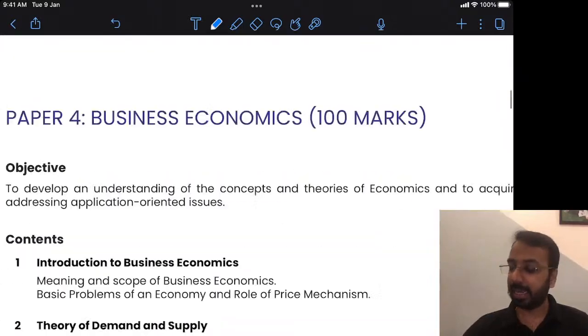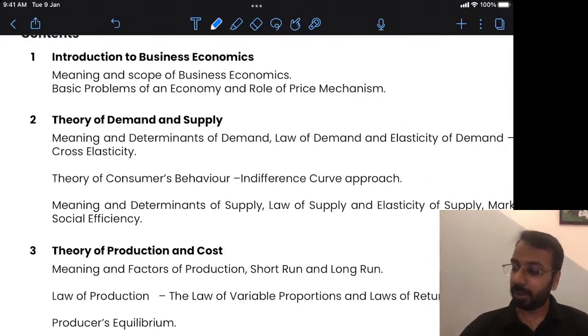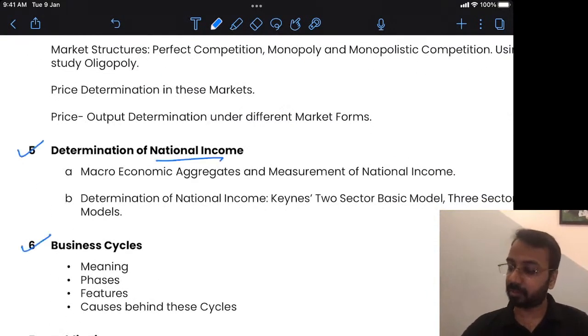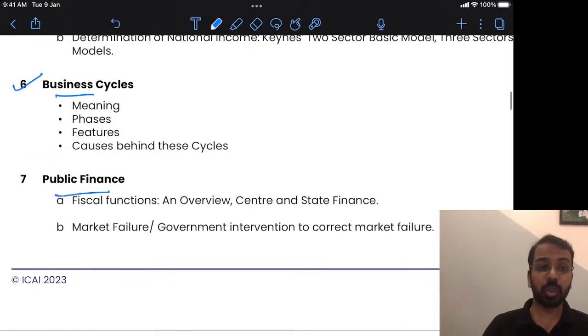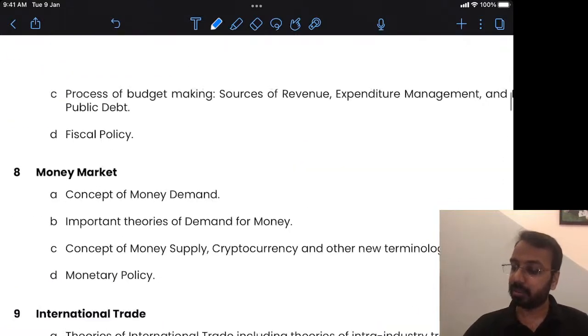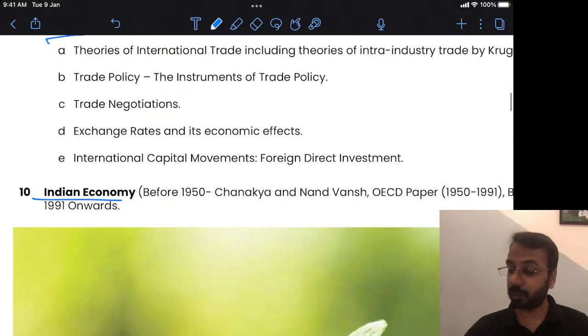Then business economics, again a very interesting development here. Apart from what was there, we have macroeconomics chapters like national income, business cycles, public finance. All of these you used to learn. Business cycle is there at CA Foundation as well. Public finance from CA Intermediate, money market, international trade, and Indian economy. All of these are fresh additions to the syllabus.